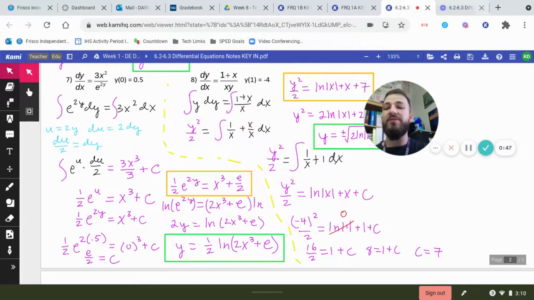We can get weird values. Remember, this is non-calculator, so we're going to leave it as e over 2. And then we plug back in. 1/2 e to the 2y is equal to x cubed plus e over 2. If you don't have to solve for y, you can leave it like that.